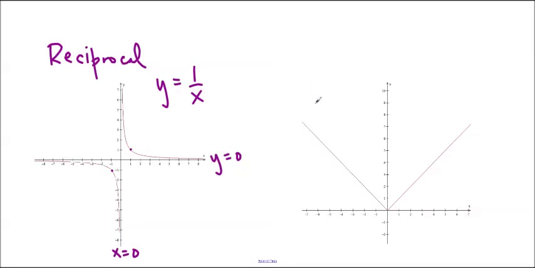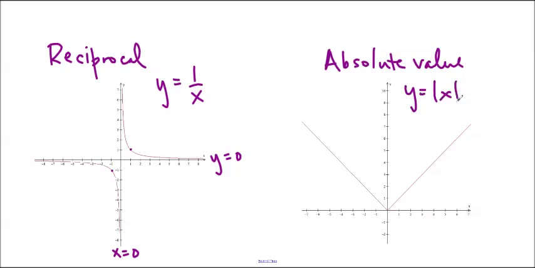And lastly, we need to know the absolute value function, which is y equals the absolute value of x, and it looks like a V. It has a slope of negative 1 on this side and a slope of positive 1 on this side. So this side looks like y equals negative x, and this side looks like y equals positive x.